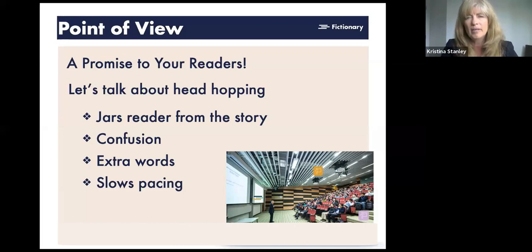So with head hopping, it means we're skipping from one person's point of view to another, and it can jar the reader from the story. It can cause confusion. It will make you use extra words, and it can slow the pacing. So if we look at this little picture down here, we've got this man and he's teaching his class. And let's say his wife left him that morning.